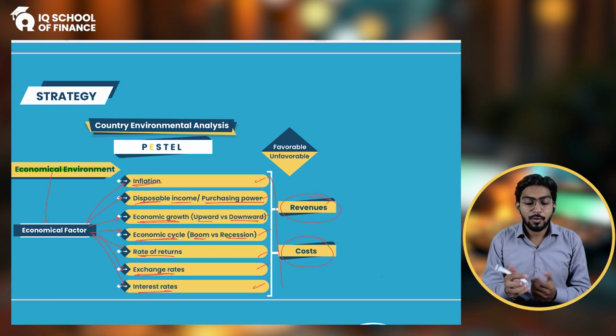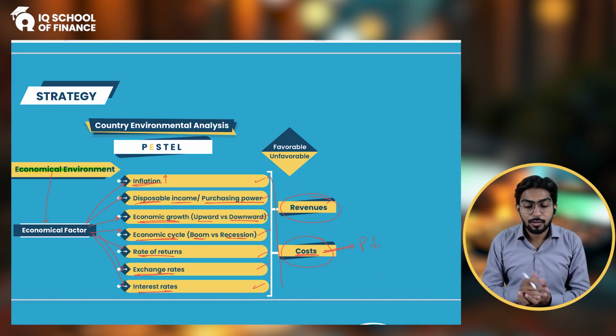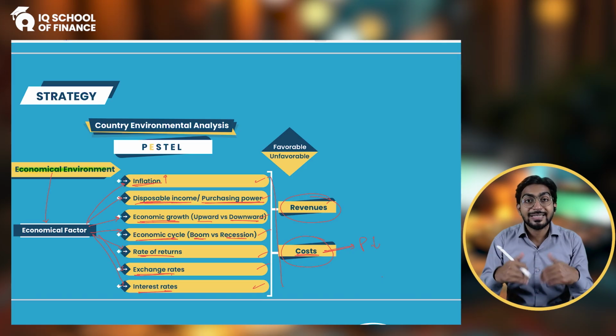How? Obviously, if the inflation rates are increasing, that means the cost of your purchases, the cost of your raw material, the cost of the plant, machinery, technology, employees, wages, everything is going to increase, right? And if your costs are increasing, ultimately your profits will go down. All right. Disposable income or the purchasing power of the people, if it is increasing, that means the people will buy more.